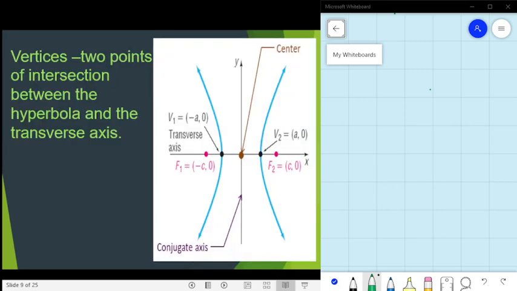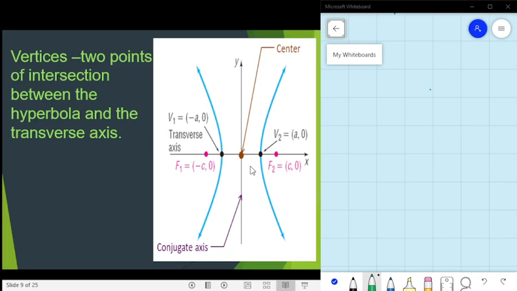Okay, then we have what we call the vertices. They are the two points of intersection between the hyperbola and the transverse axis. The transverse axis is the line segment connecting the two vertices. So maybe you remember that in the ellipse, the line segment connecting the two vertices is what we called the major axis. Now, the term is the transverse axis.